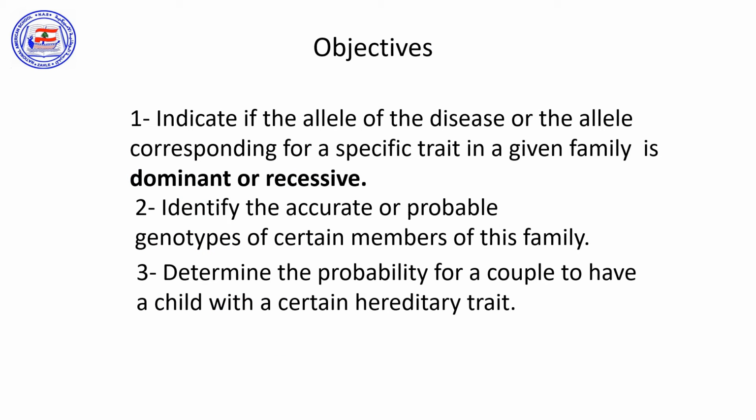Now we can state the objectives of this part. The first thing we should do is to indicate if the allele of the disease or the allele corresponding for a specific trait in a given family is dominant or recessive. Second, to identify the accurate or the probable genotypes of certain members of this family. And third, to determine the probability for a couple to have a child with a certain hereditary trait.